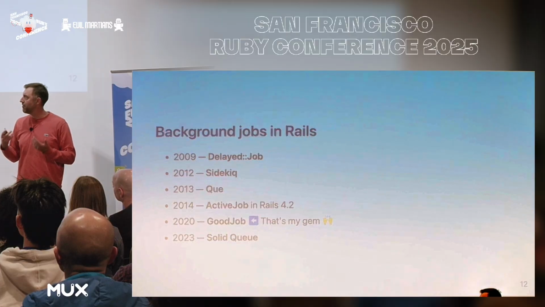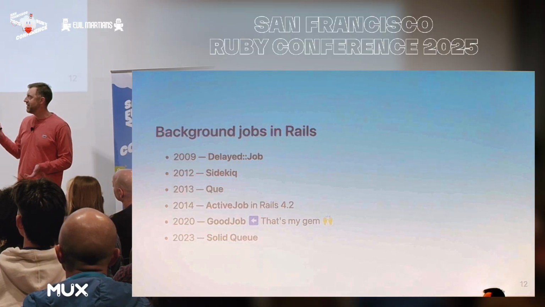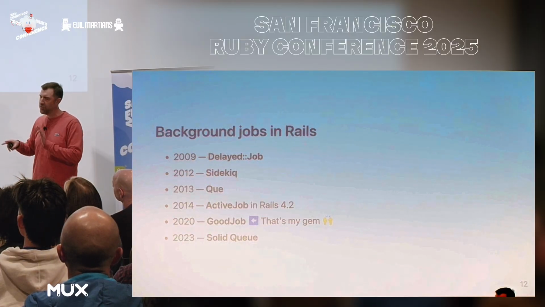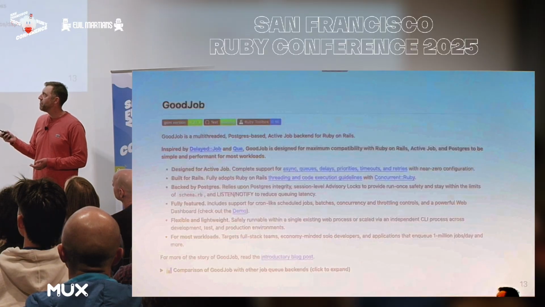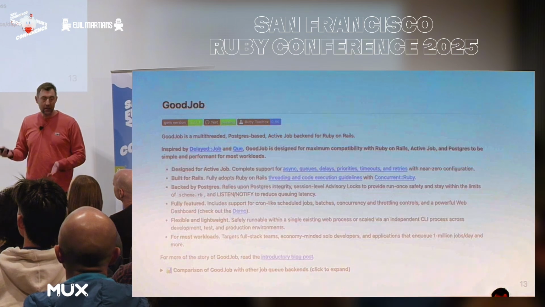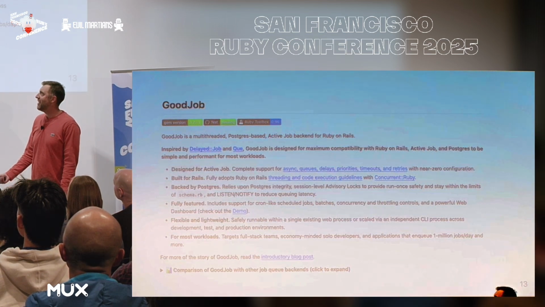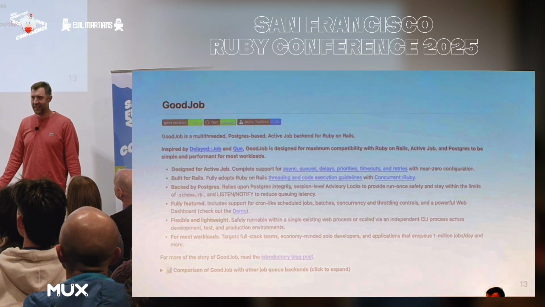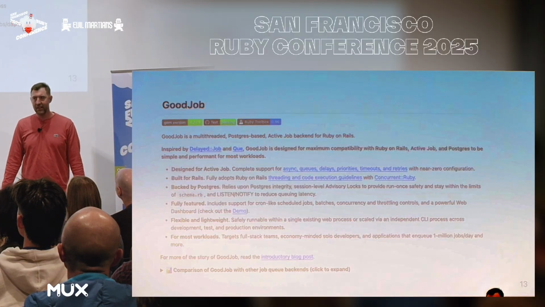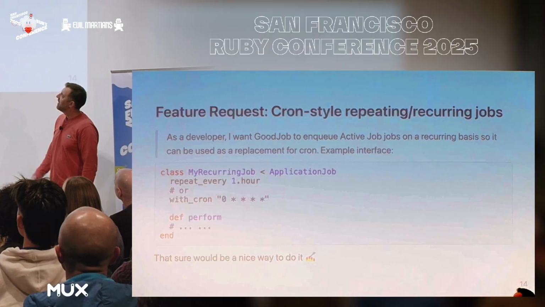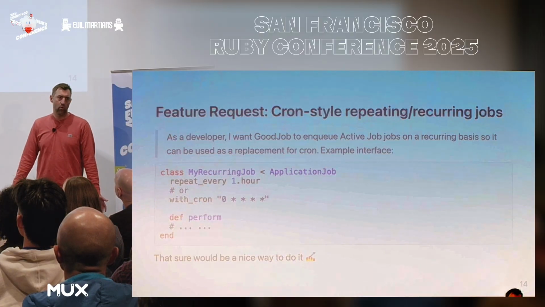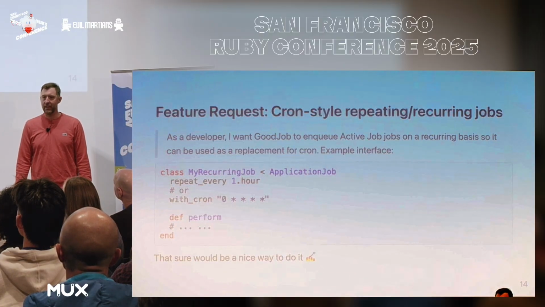All right, I'm going to give you an example. This is an example from Good Job. This is my gem, just to situate it, in Active Job and background job adapters. It came out in 2020. And Good Job, I think it's pretty good. It's got a lot of features. It's a multi-threaded Postgres-based Active Job backend for Ruby on Rails. And one of those features was that somebody once asked for cron-style repeating jobs.